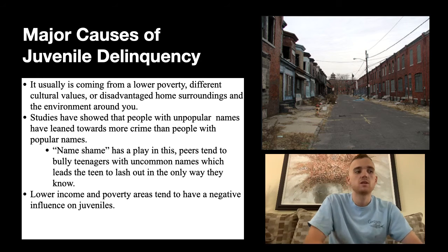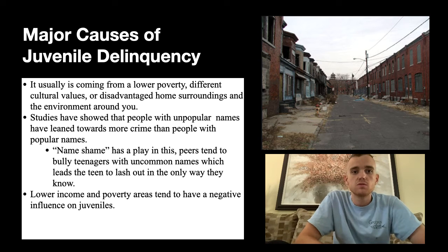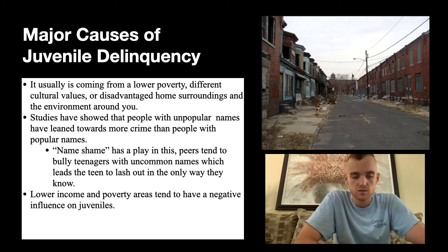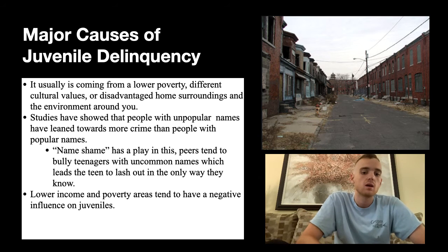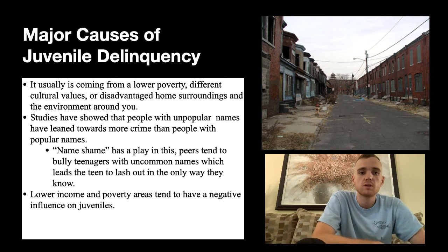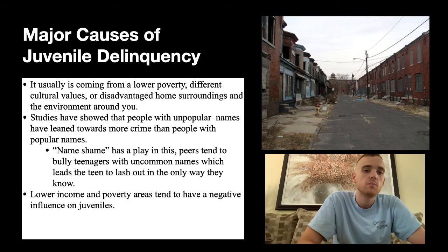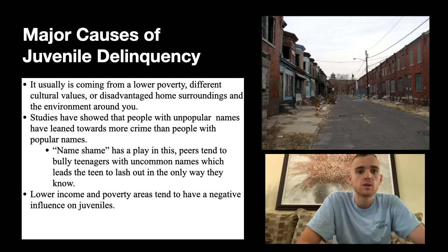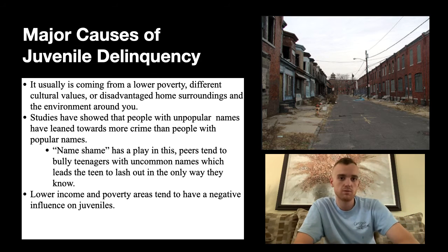So for our next topic today, we're going to be talking about major causes of juvenile delinquency. It usually comes from poverty, different cultural values, disadvantaged home surroundings, and the environment that you grow up in. Researchers from Shippensburg, Pennsylvania found in a study that people with unpopular names lean towards crime more. They also saw that people who applied for jobs with unpopular names got fewer callbacks than people with popular names did.